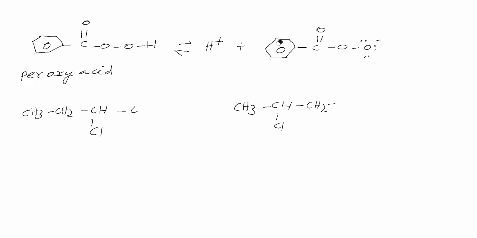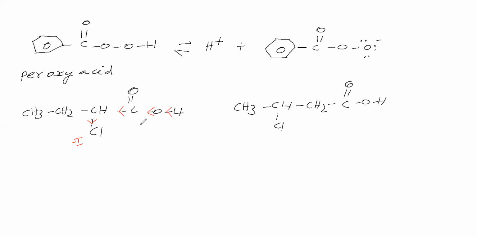Okay. So now here we can say carboxylic acid like this. Which carboxylic acid is having higher acidic strength? Cl shows minus I effect. So this bond migrates like this. So it gives H plus.